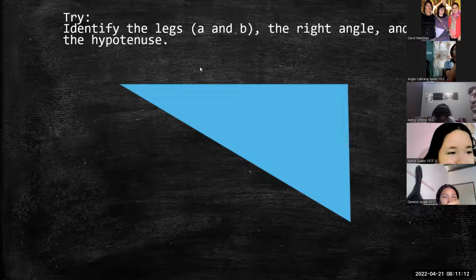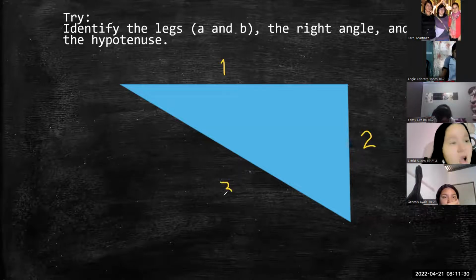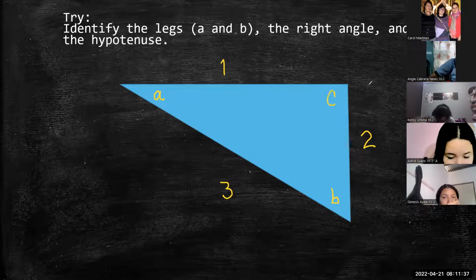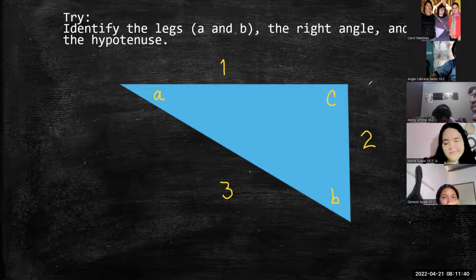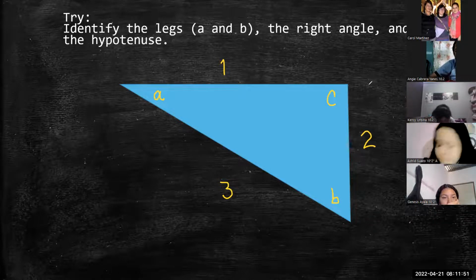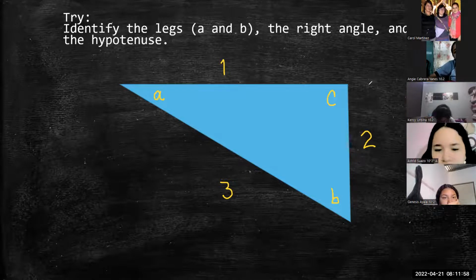Now let's see. This instruction says, now you try. Identify the legs A and B, the right angle, and the hypotenuse. So this is 1, this is 2, and this is 3. This is A, this is B, and this is C. What is my right angle? C. C, very good. And which one, therefore, is going to be my hypotenuse? 3. The number 3. Okay, from the legs, which leg is the horizontal leg? B. Let's see, B.